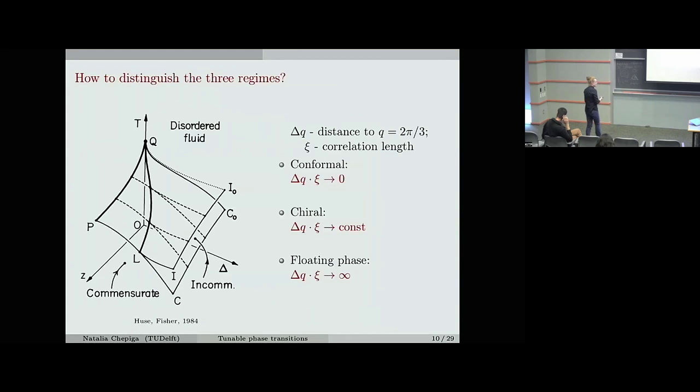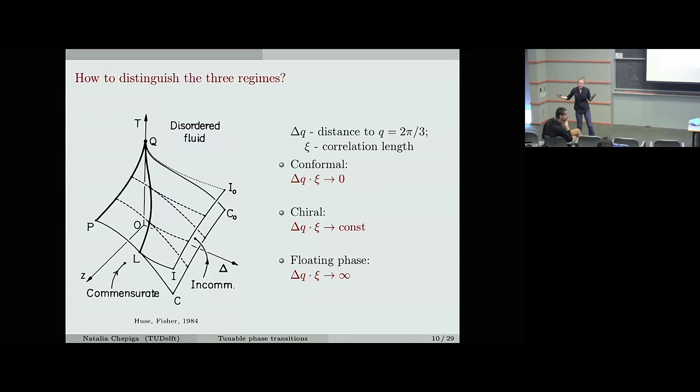Now, from the theory of Huse and Fisher, we know that in principle there could be 3 different scenarios for the transition to the period 3 phase: 3-state Potts, chiral, or floating phase. And they also give a recipe how to distinguish them. They propose to look at the quantity delta Q times psi. Remember, that's precisely the one that has been measured in experiments in '94. They tell us that when the transition is conformal, the product goes to 0. When it is chiral, the product goes to some finite value.